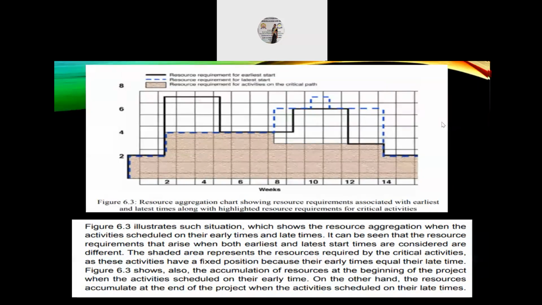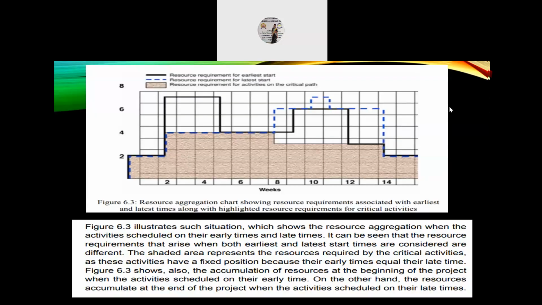Figure 6.3, which is a resource aggregation chart showing resource requirements associated with the earliest and latest times along with the highlighted resource requirements for critical activities. So figure 6.3 illustrates such a situation, which shows the resource aggregation when the activities are scheduled or planned on the early times and late times. So it can be seen that the resource requirements that arise when both earliest and latest start times are considered are different. So the shaded area represents the resources required by the critical activities as these activities have a fixed position because the early times equal their late times.